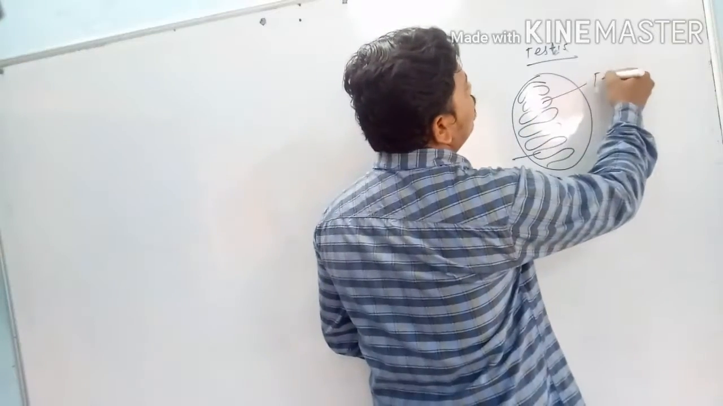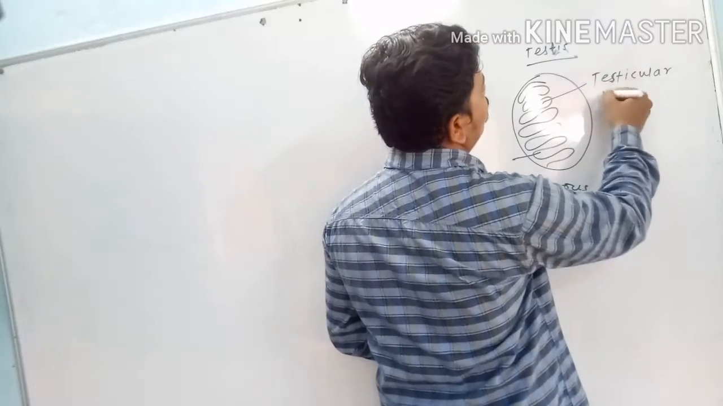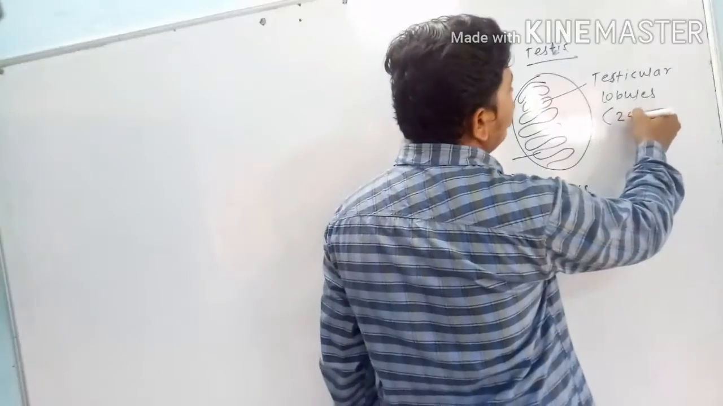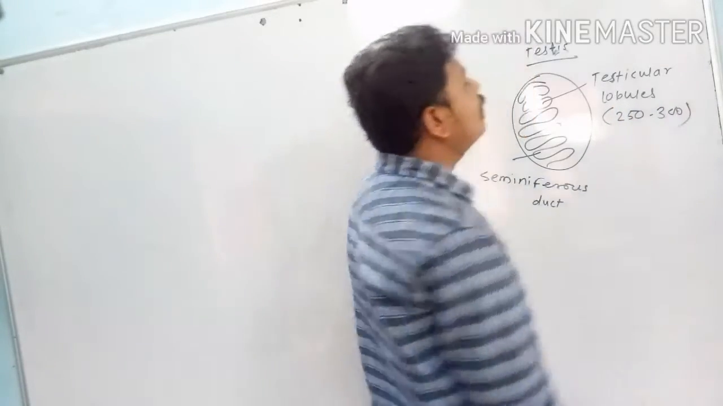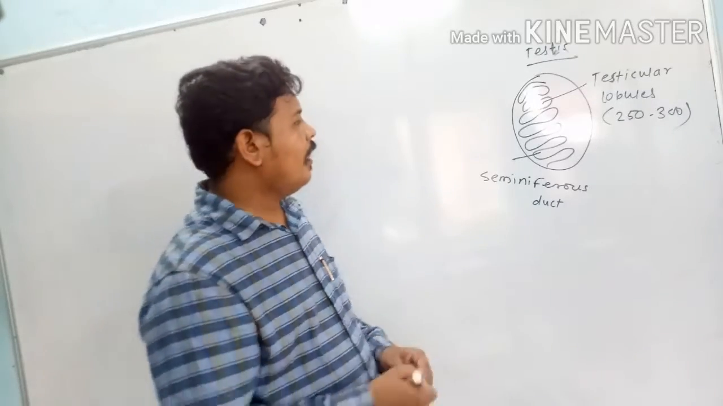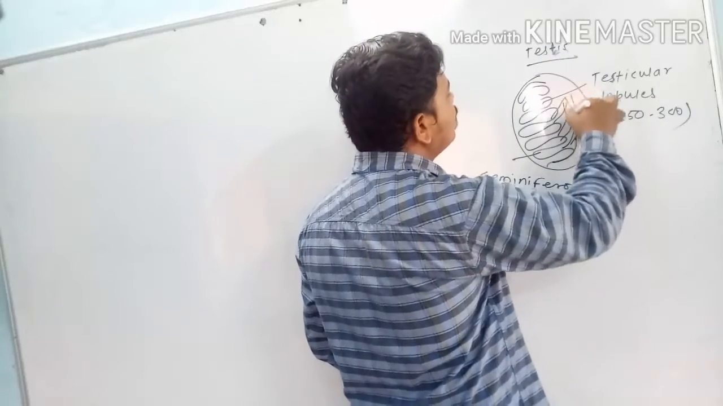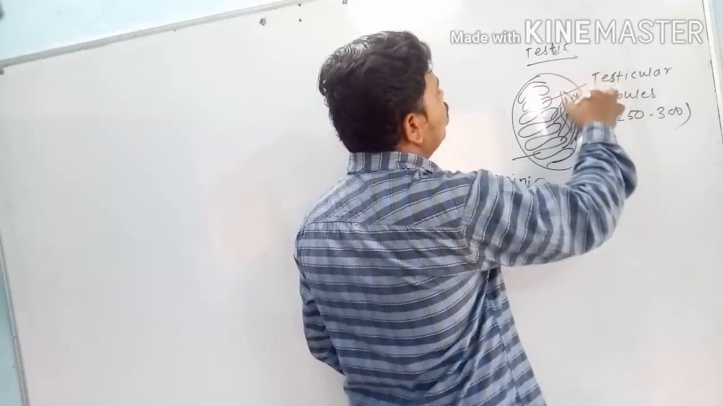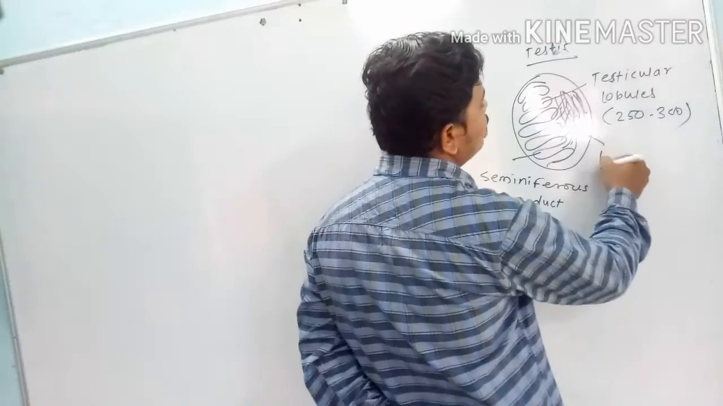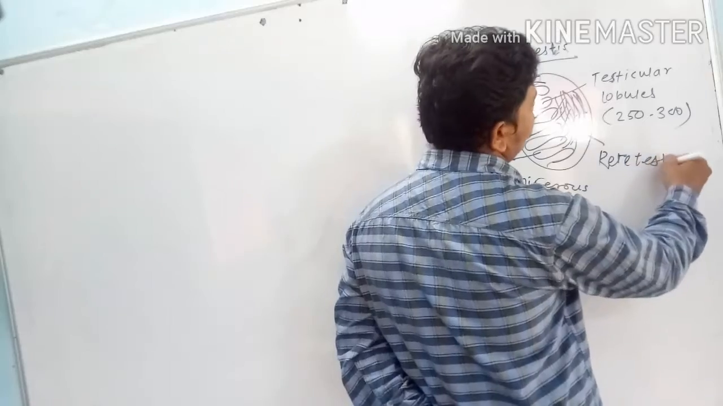There are about 250 to 300 testicular lobules present inside the testis, and the ducts open here, forming a dense network of these ducts. This network of the seminiferous ducts is called rete testis.